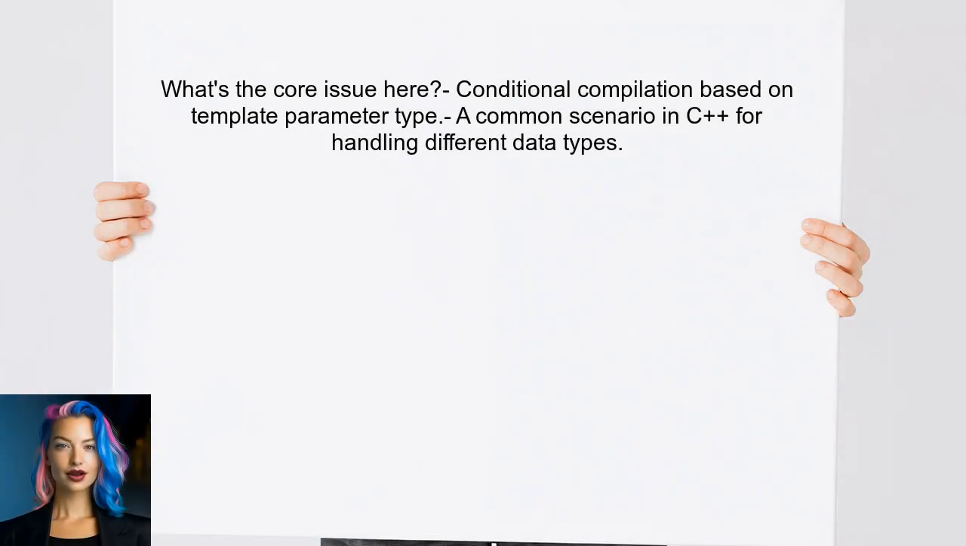So what's the core issue here? The user wants to conditionally compile code based on the type of the template parameter. This is a common scenario in C++ where you need to handle different data types differently. Let's break it down.